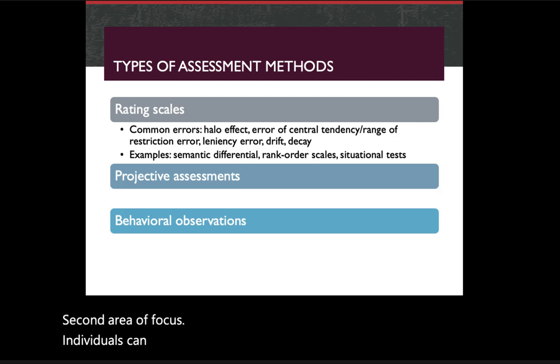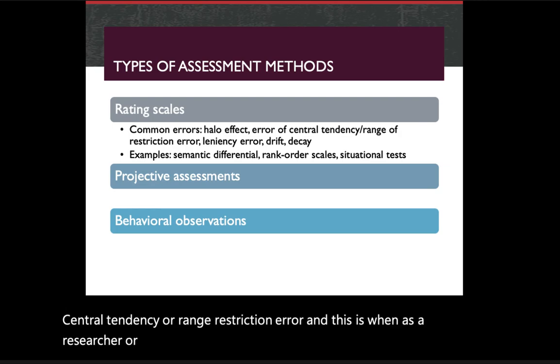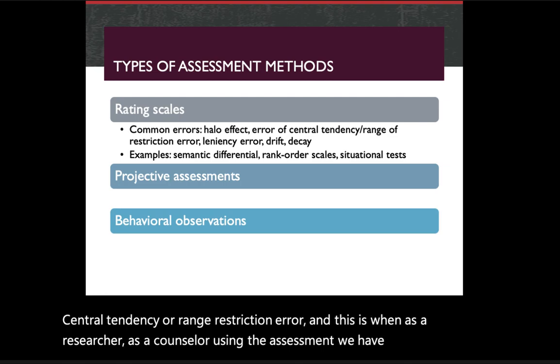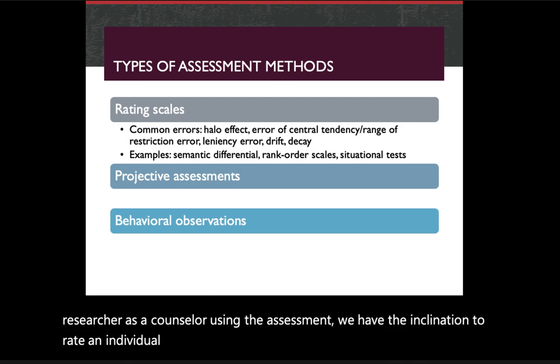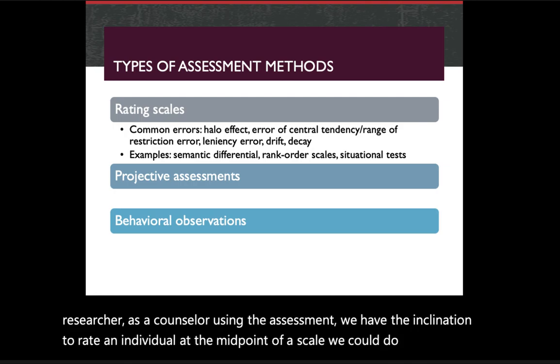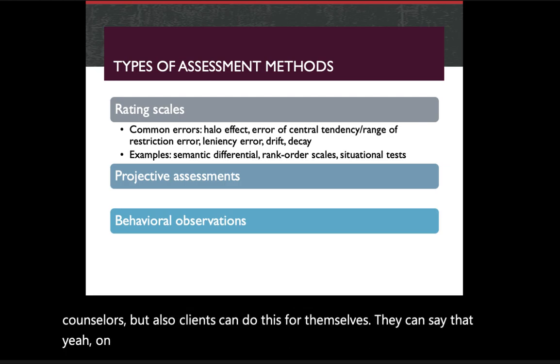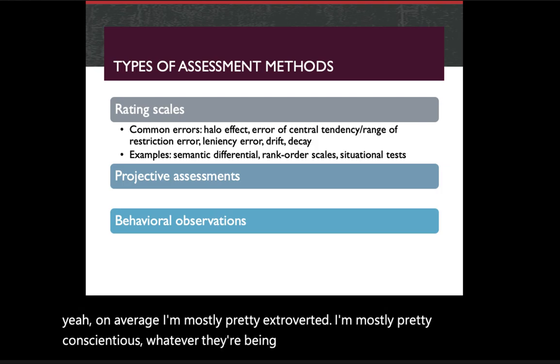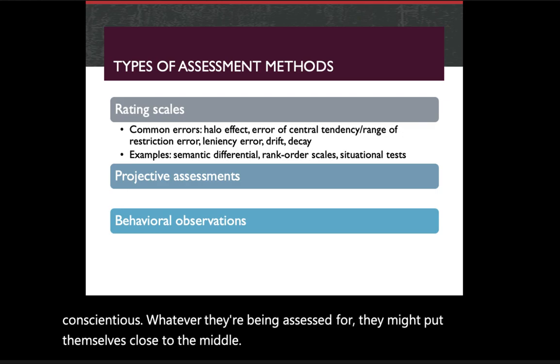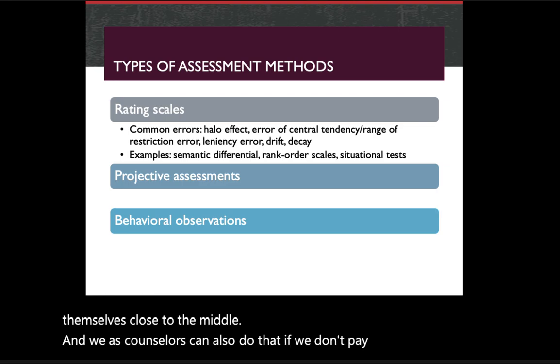Individuals can also fall into the error of central tendency or range restriction error. This is when, as a researcher or as a counselor using the assessment, we have the inclination to rate an individual at the midpoint of a scale. We can do this as counselors, but clients can do this for themselves. They can say, on average, I'm mostly pretty extroverted, I'm mostly pretty conscientious. Whatever they're being assessed for, they might put themselves close to the middle. And we as counselors can also do that if we don't pay particular attention.